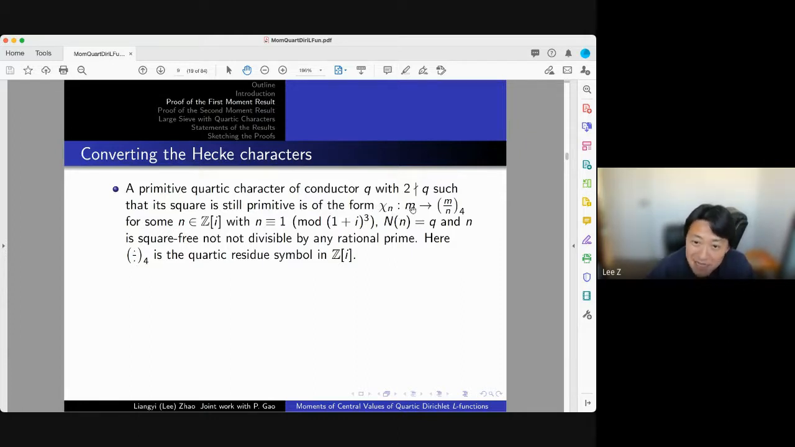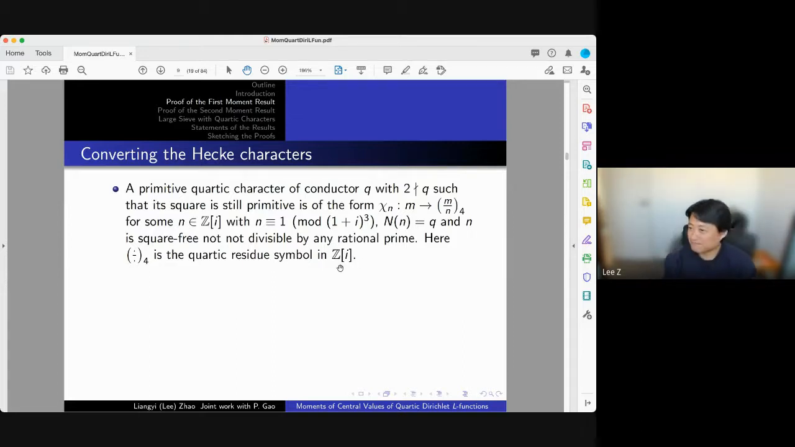So chi sub n, and this goes from m to (m/n) sub 4, for some Gaussian integer n that's congruent to 1 modulo (1+i)^3, and the norm of n as a Gaussian integer is q, and n is square free. It's square free in Z[i], and it's not divisible by any rational prime. So that's an important lemma. And of course, this (m/n)_4 is the quartic symbol in the Gaussian integers.